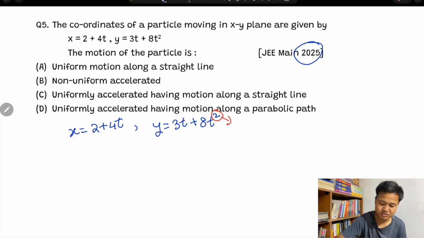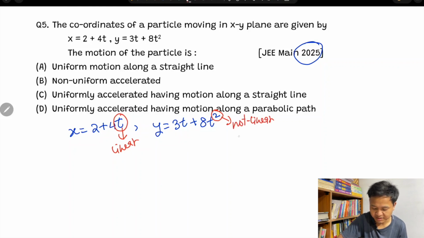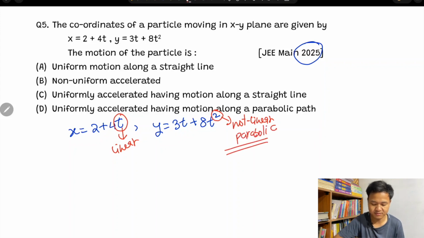In the equation for x we have t power 1. So t power 1 means this is linear. So here it shows you linear, but here this is not linear. It is actually a parabolic path. So that means the first option, uniform motion along a straight line, is wrong, right? What is the third option? The third option also says straight line, so this is also wrong.